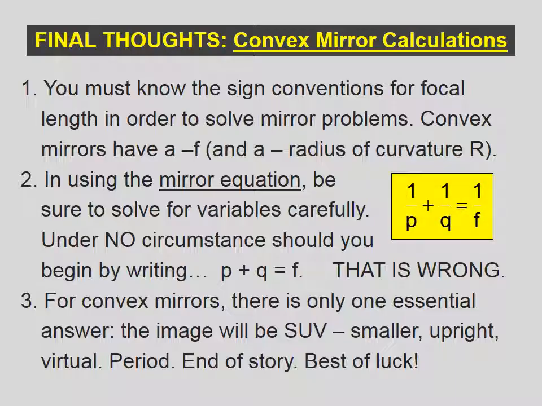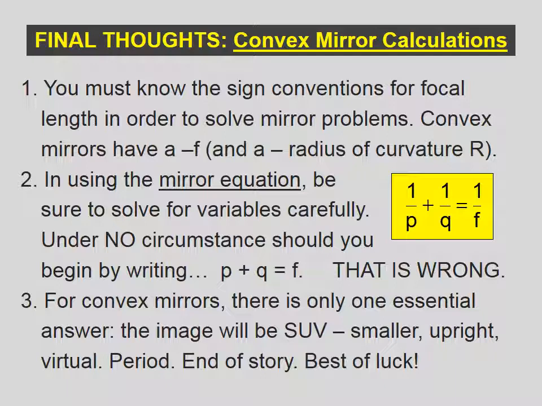Final thoughts on convex mirror calculations. You must know the sign conventions for focal length in order to solve mirror problems. Convex mirrors have a negative focal length and a negative radius of curvature. One way to remember that is if someone vexes you, that's a very negative emotion. So convex mirrors have a negative focal length.